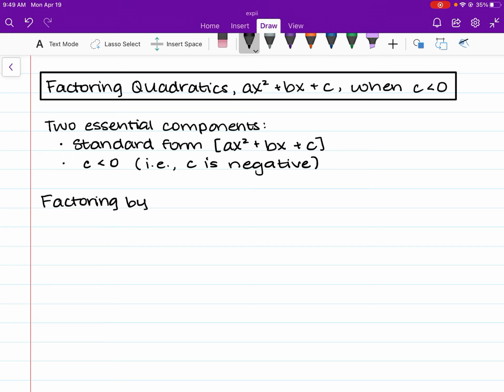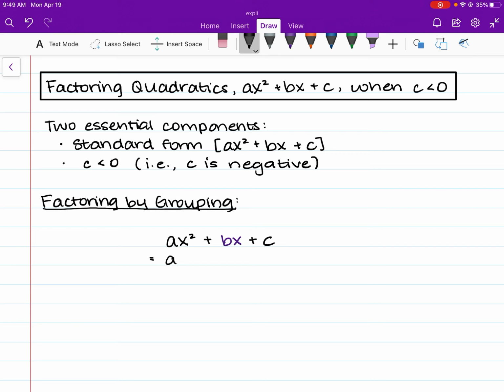You're probably familiar with factoring by grouping, and if not, I highly encourage you to first learn this concept before trying to tackle negative c values. But I'm going to give you a slight refresher on how to do factoring by grouping. So traditionally, factoring by grouping involves a quadratic in standard form, and I'm going to change the color of the b value here, where we essentially split this middle value.